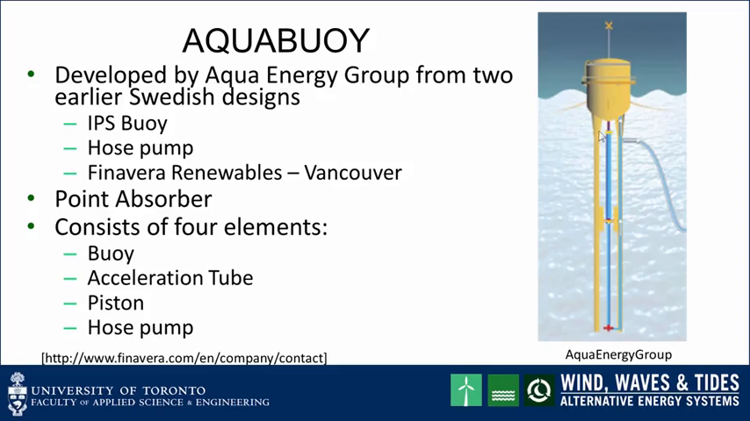The unit consists of 4 elements. So there's the buoy, essentially the tank that rides the waves. There is a solid tube attached to the bottom, an acceleration tube as it's called. There's a piston, and this tube is cut away in this illustration. It in fact is a circular tube. There's a piston here, and the two blue lines in here are special rubber hoses that constitute hose pumps.